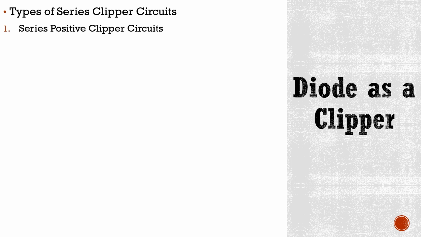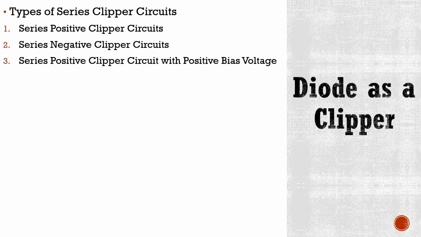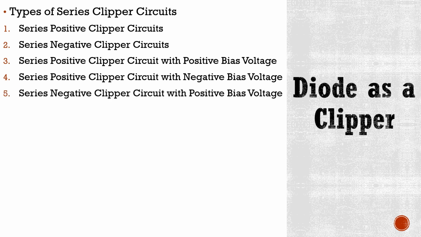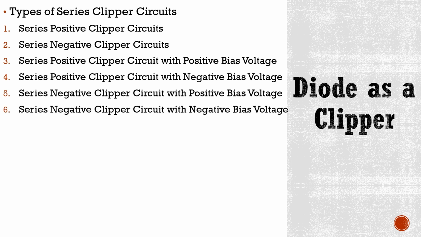So we can say that the series clipper circuits can be further classified into series positive clipper circuits, series negative clipper circuits, series positive clipper circuit with positive bias voltage, series positive clipper circuit with negative bias voltage, series negative clipper circuit with positive bias voltage, and series negative clipper circuit with negative bias voltage.